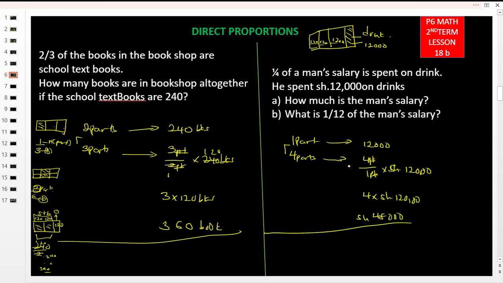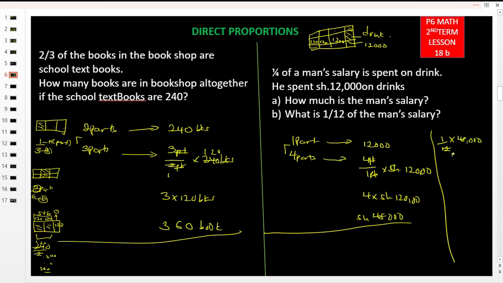Then here we have our part B. Part B tells us about a 12th of the month's salary. In case the month's salary, instead of being divided into 4, is divided into 12 parts, they are now 12: 1, 2, 3, 4, 5, 6, 7, 8, 9, 10, 11. So what could be the month's salary? It is going to be 12 times the month's salary, which is now what?